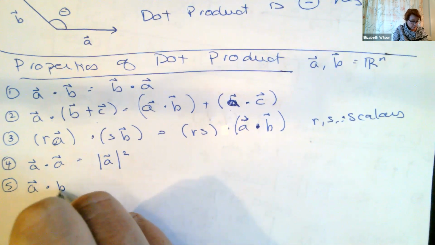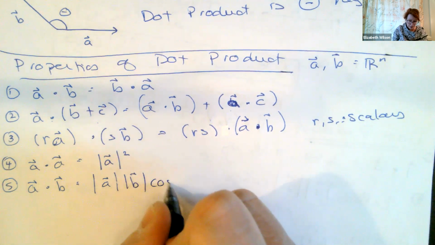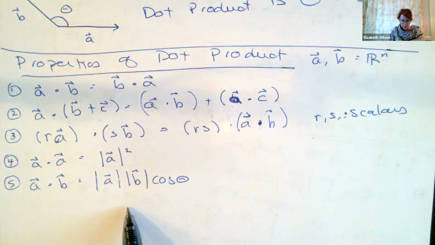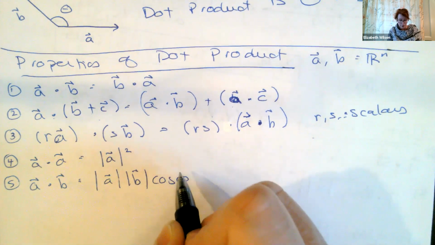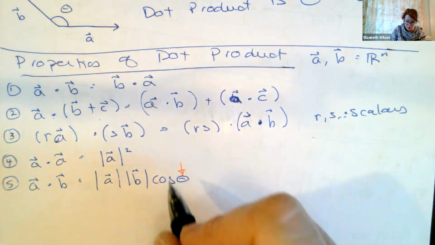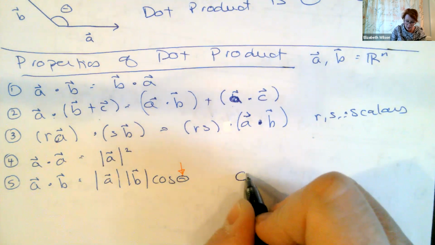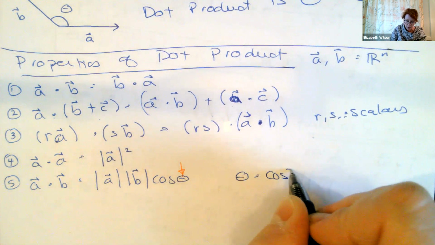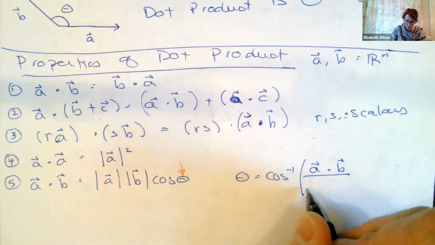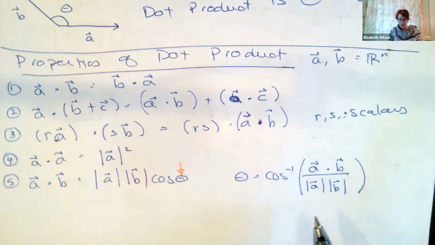a dot b equals the magnitude of a times the magnitude of b times cosine of theta. This is one of our definitions for the dot product, but we're going to use it to solve for theta. So remember, I can divide both sides by the magnitudes. Theta is going to equal the inverse cosine of my dot product divided by the magnitudes.